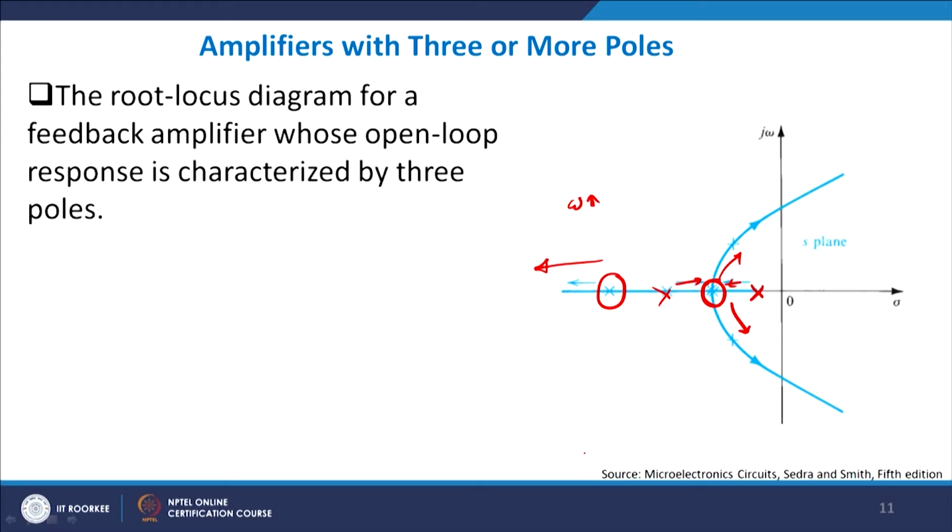So, till this much movement you will only have a real axis movement, that is, sigma movement is available to you. But beyond a particular point you do have complex conjugate movement of these 2 poles as they move towards the j omega axis. So, that gives you a proper idea about the 3 pole system. It is much more complex conjugate and makes it unstable as such.